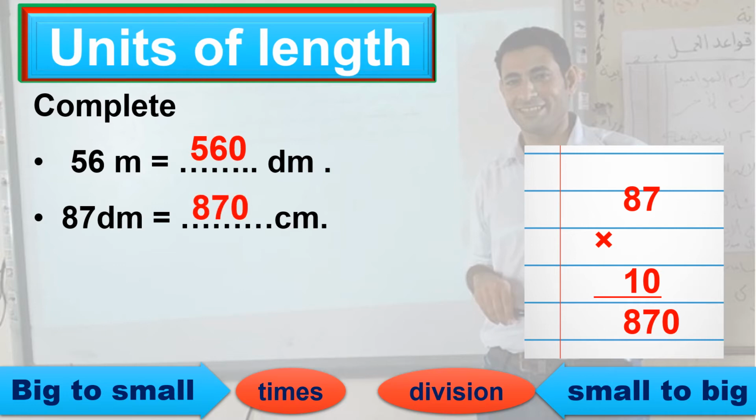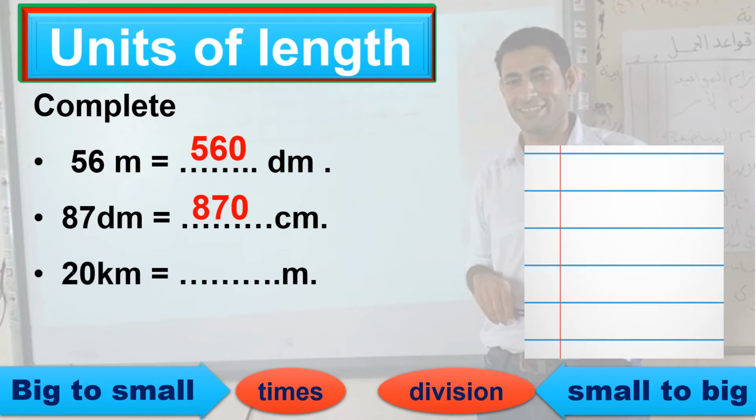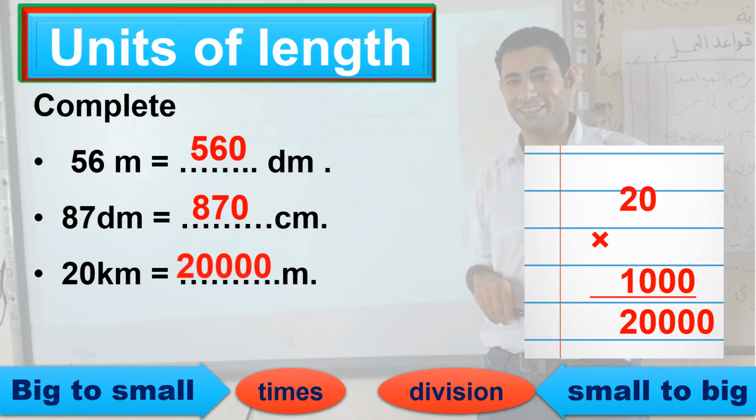Then 87 decimeter equals 870 centimeter. Another example, 20 kilometer equals dots meter. In this case we will convert kilometer into meter. Then we will multiply 20 by 1000. The result will be 20,000. Then 20 kilometer equals 20,000 meter.